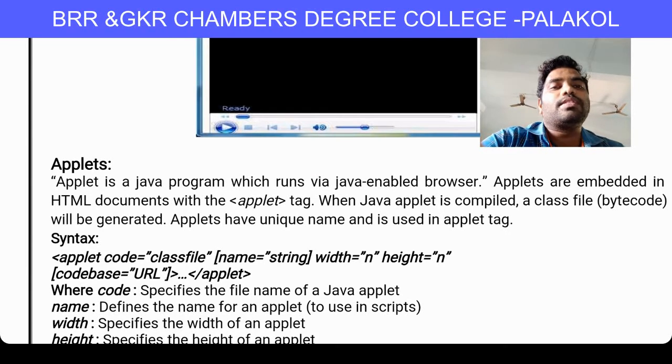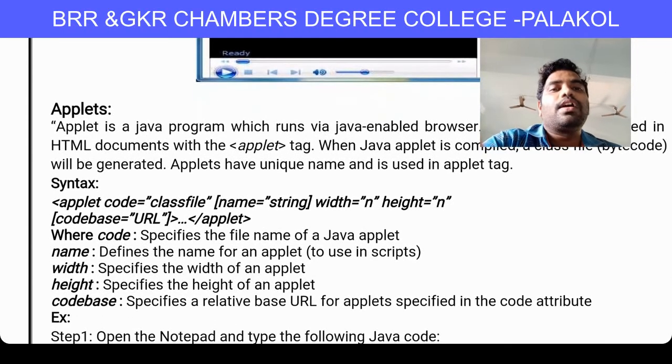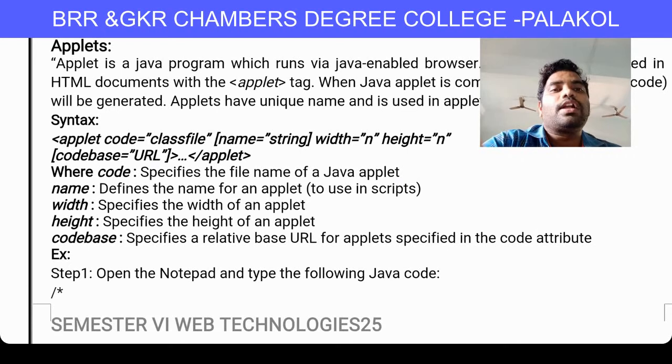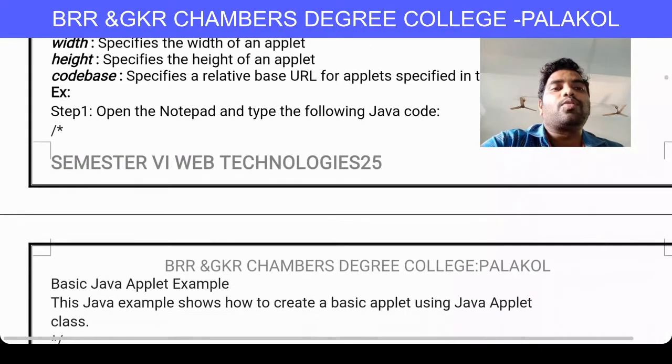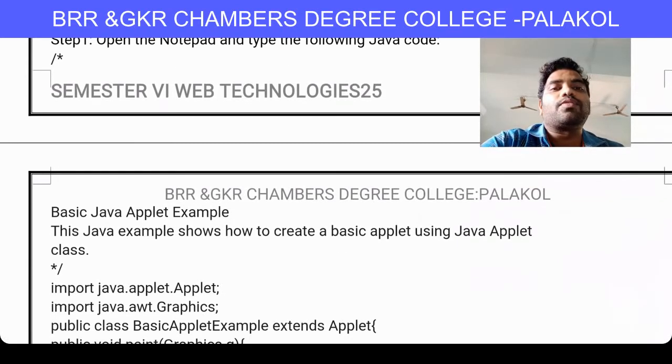Okay, codebase. Where code specifies the name of the Java applet, name defines the applet, and width specifies the width of the applet and height specifies the height of the applet. Codebase specifies the relative URL of the applet, specifying the code attributes. Okay, the example: open notepad and write the Java programming information.